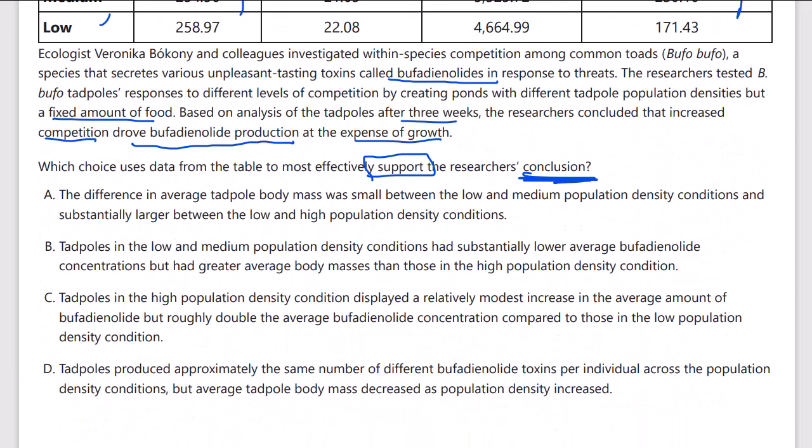The difference in average tadpole body mass was small between the low and medium population density conditions and substantially larger between the low and high. No, that does not answer our question. We want to actually find the toxin production at the expense of growth. That says nothing to that. That's just growth. Tadpoles in the low and medium population density conditions had substantially lower average toxin concentrations. Yeah, I think so. That was it, right?